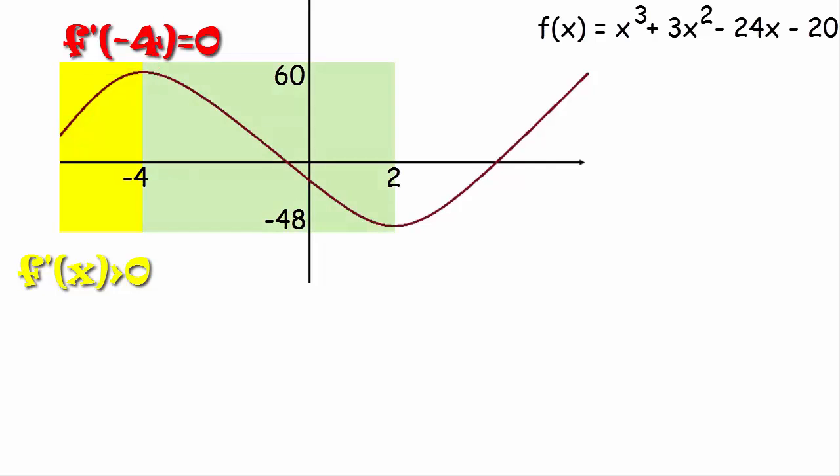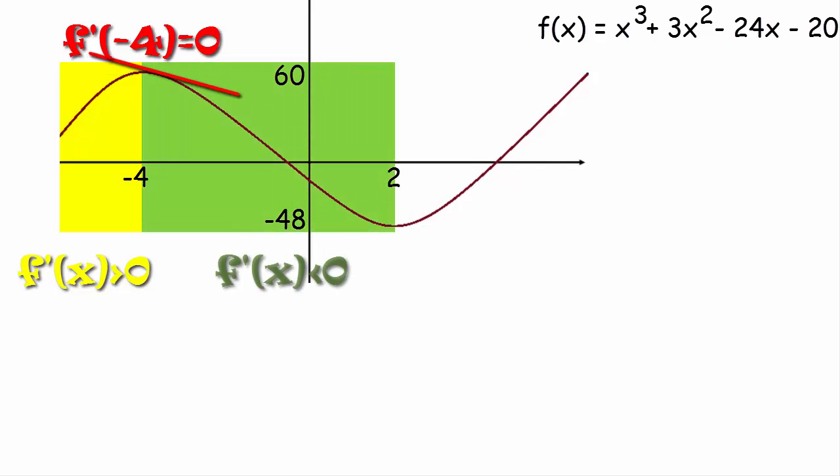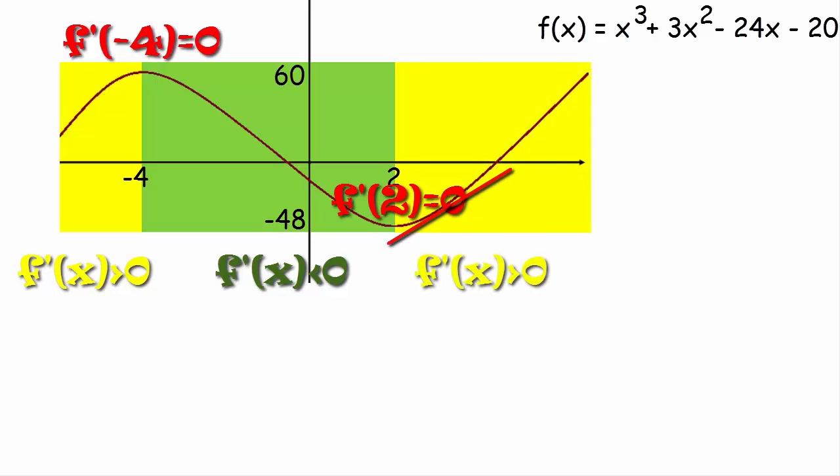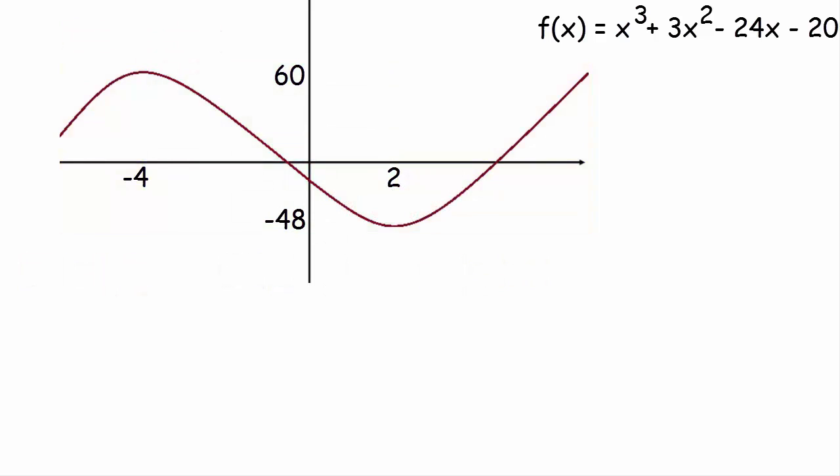Then from negative 4 to 2, all the tangent lines have a negative slope. At 2, the tangent line is again horizontal. And finally, from 2 to infinity, all the tangent lines have a positive slope. Without the graph, given some function, we can use the derivative to find where the graph is increasing and decreasing and attains its maximum and minimum values.